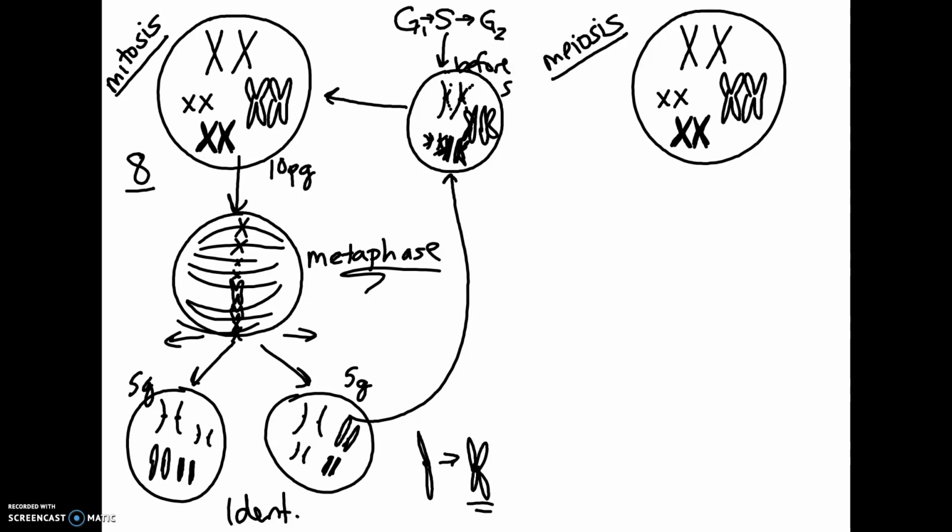Now let's take a look at meiosis. So mitosis is happening in skin cells, blood cells, bone cells, making exact copies of cells. The number of chromosomes isn't changing, it's just making copies. Now we're talking about meiosis.